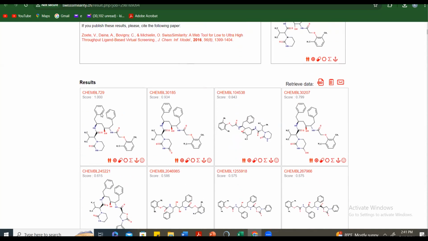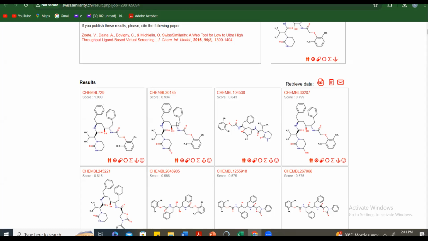Now, if you look at the first one, this is lopinavir. The first one is going to be lopinavir, right? Now, the score says 100%. It's going to give you the percentage of similarity between each compound and your desired one, your reference one, lopinavir. Its score is 1. That's 100% similar to lopinavir. If you look at the next one, this one is 93% similar to lopinavir.